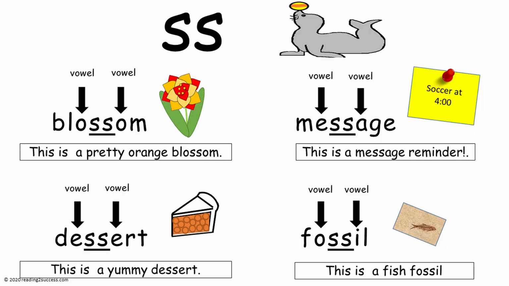Looking at these examples, explain to kids that the double S can happen in the middle of the word, but a vowel has to come before the double S and a vowel has to come after. So in our first example, blossom, an O is before the double S and an O is after the double S. Then we have message, then dessert, and fossil.